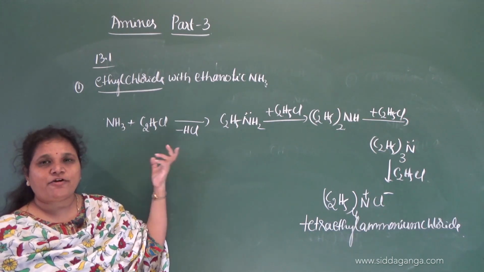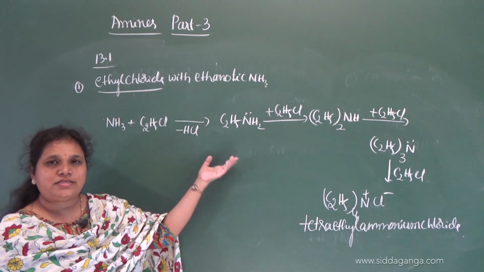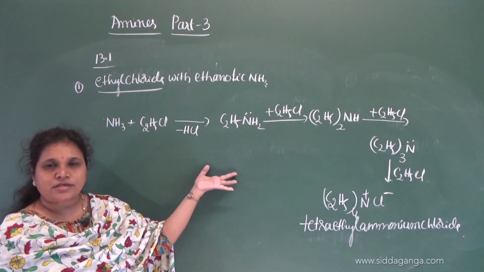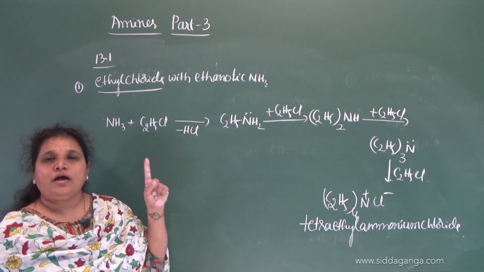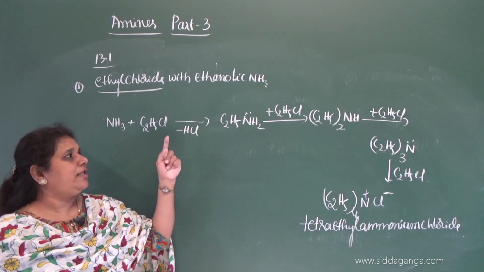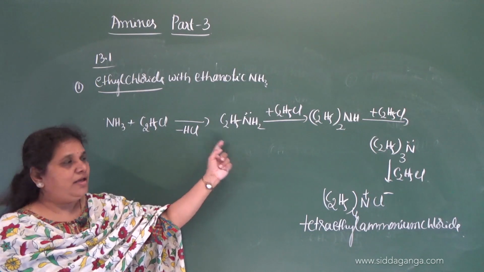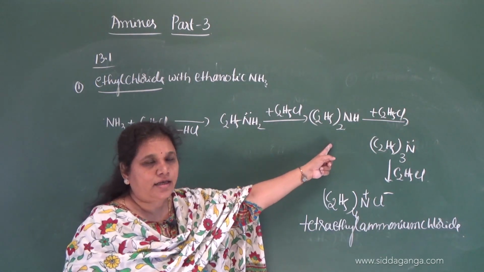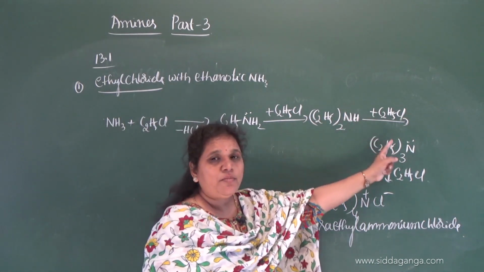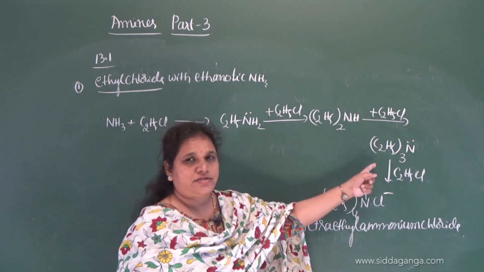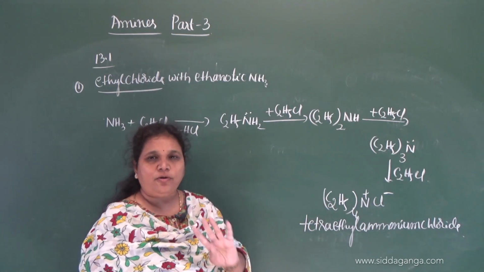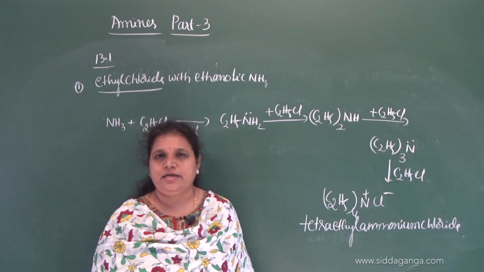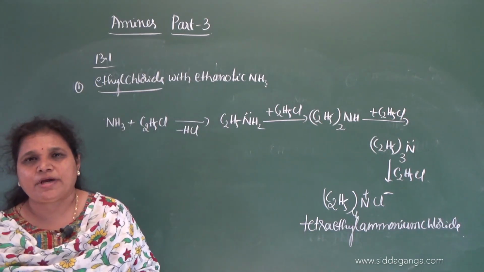On the basis of how many moles of alkyl halide are consumed, you can identify the amine. In a reaction, if only 1 mole of alkyl halide is consumed, then the amine is a primary amine. If it consumes 2 moles of alkyl halide, then it is secondary. If it consumes 3 moles, then it is tertiary. If it consumes 4 moles, then it is a quaternary ammonium salt. In that way, you can identify the amines also.